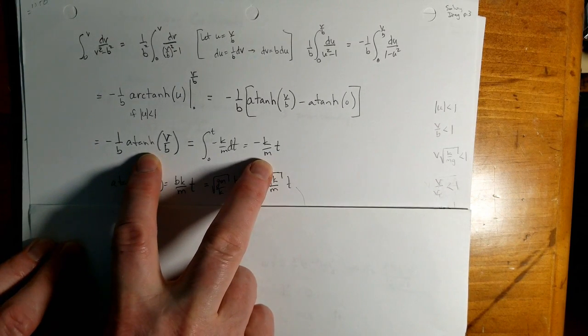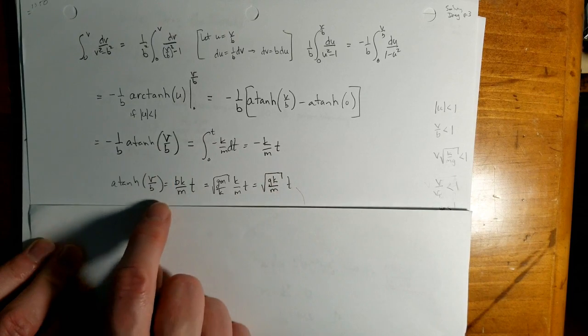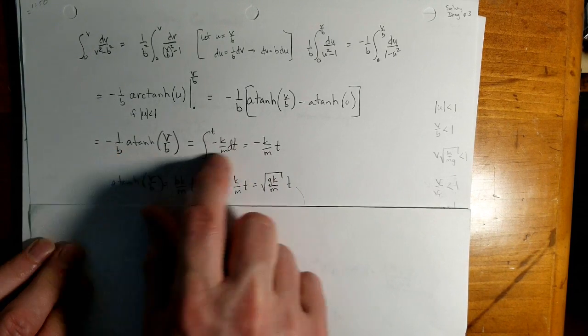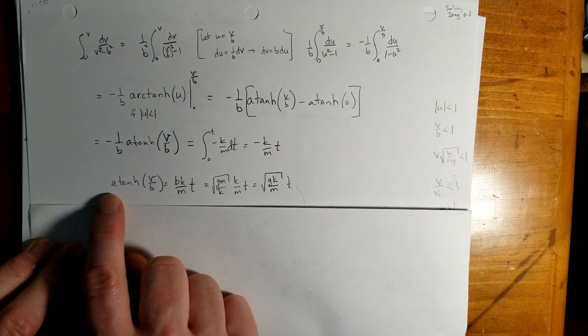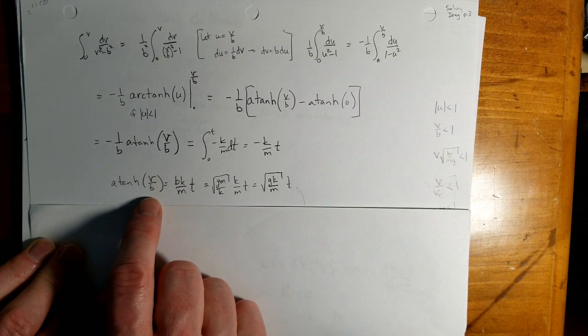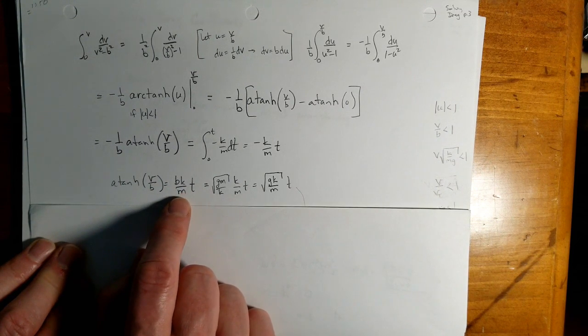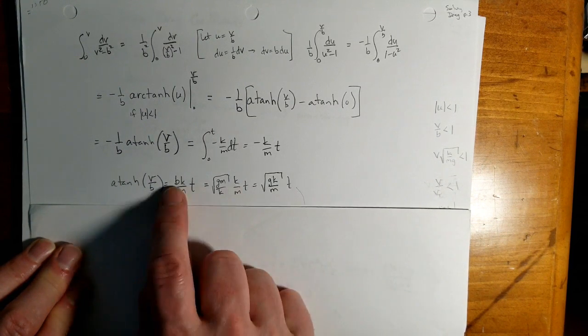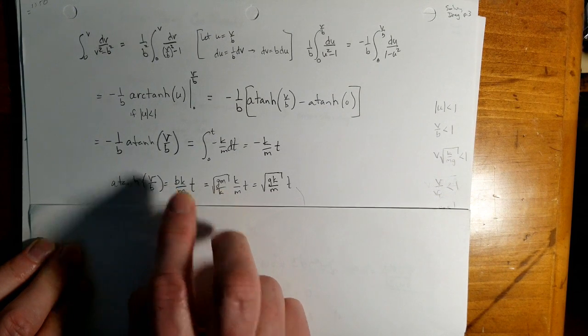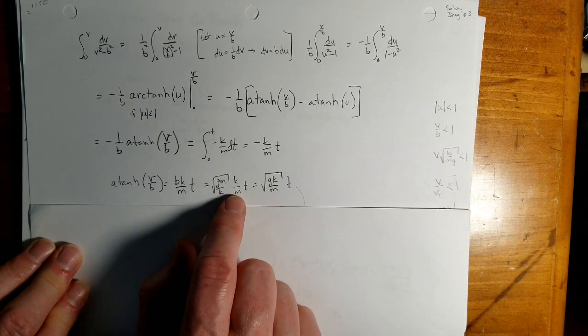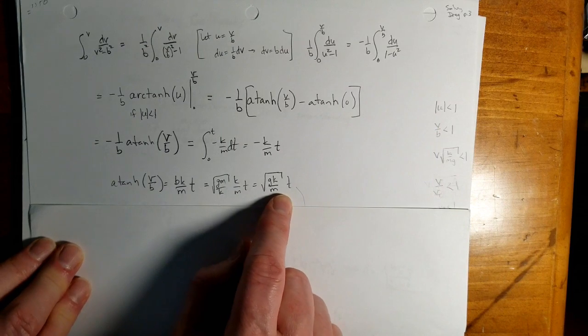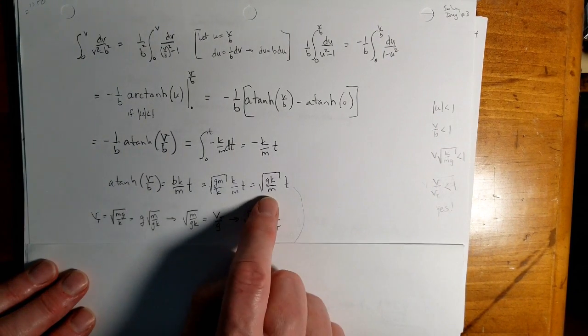Now looking at these two right here, multiplied by negative b, the negatives will cancel out and b goes up on top, and so arc hypertangent of v over b equals bk over mt, which is, plugging in the expression for b, square root of gm over k times k over mt, which then simplifies to this. We end up with this.